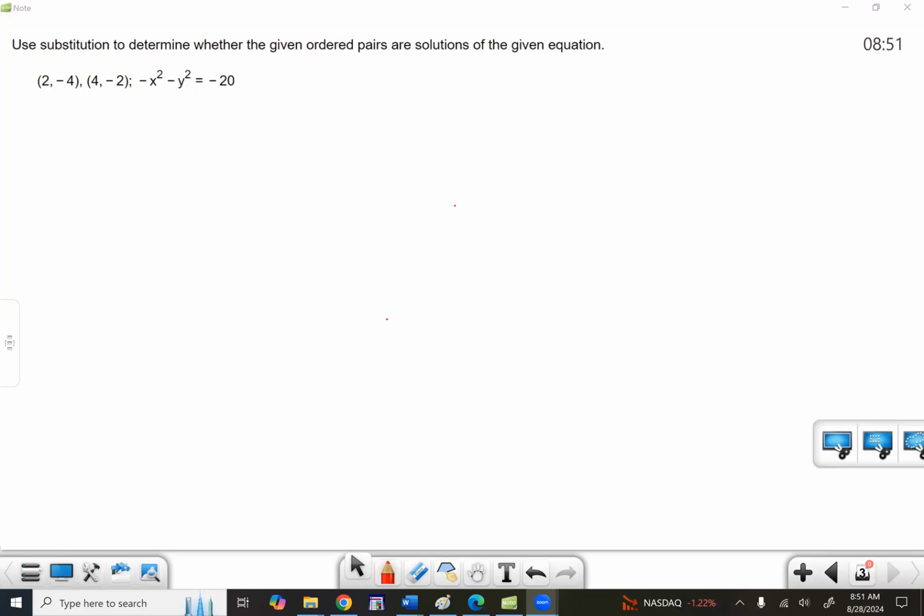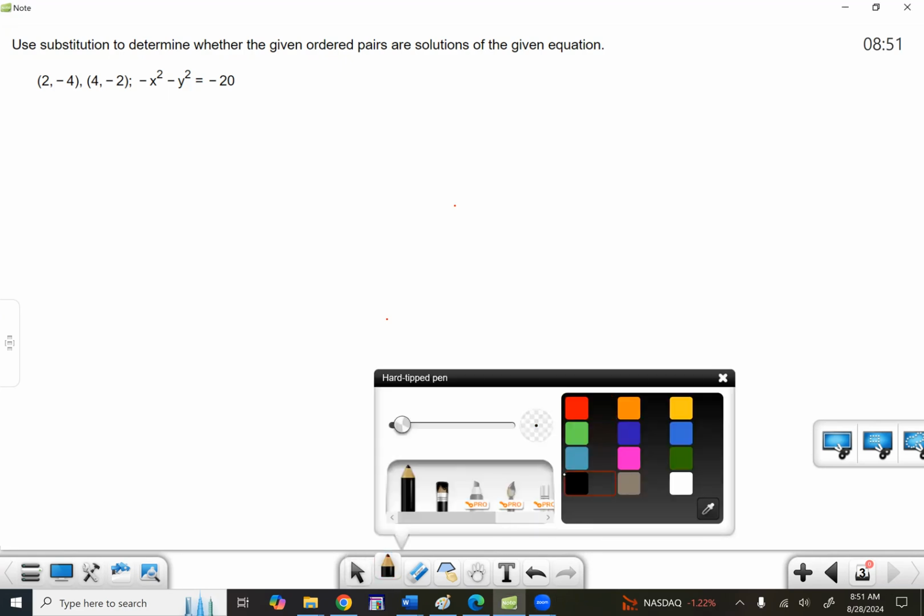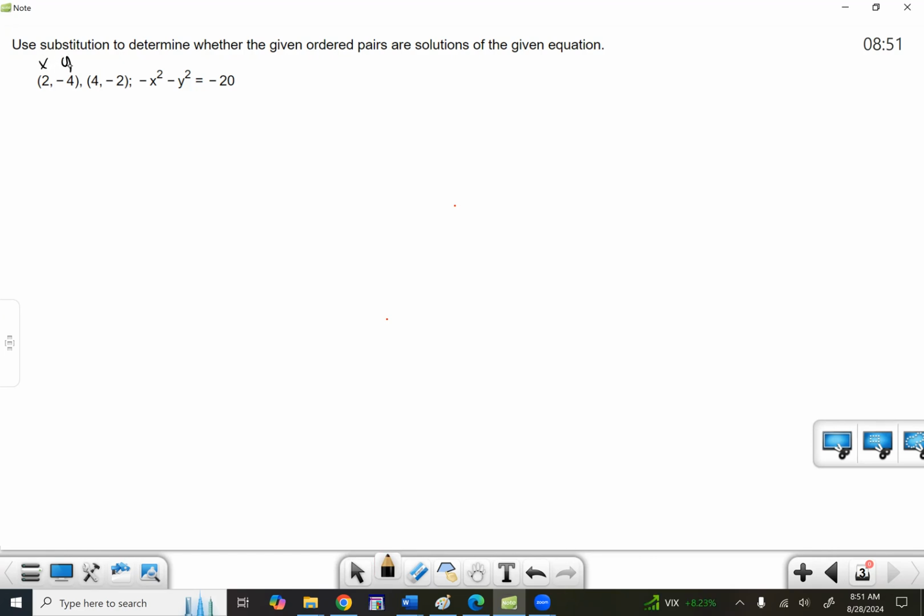Let's take a look at number 4. It's kind of tricky because of all those negatives, okay? All right, so we want to substitute 2 in for the x and -4 for the y. So what's important is that when you're substituting in, you've got to use parentheses.